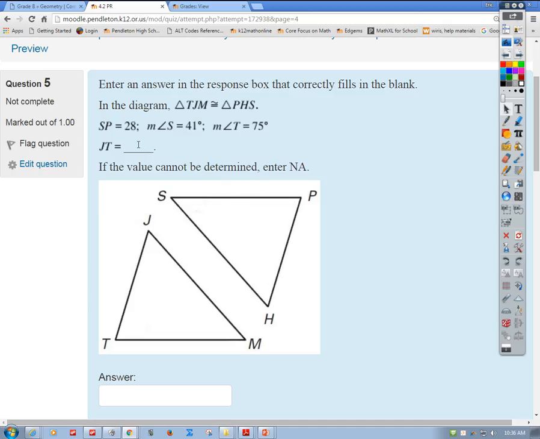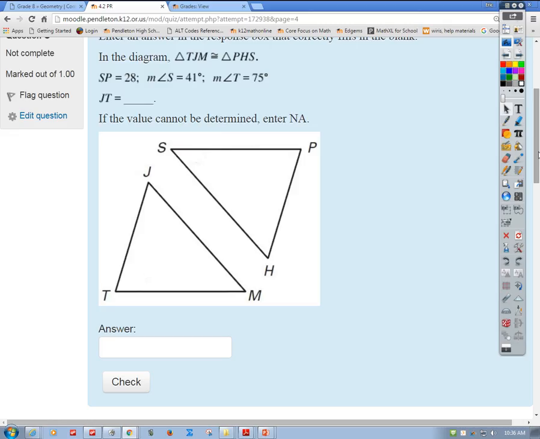So let's see, we could fill in some blanks here. We really don't care about the angles this time, we just care about the side length. They tell us that side SP has a length of 28. Side SP is congruent to what side on the other triangle? SP would be MT. Okay, so those are congruent, so I know that MT has a length of 28.